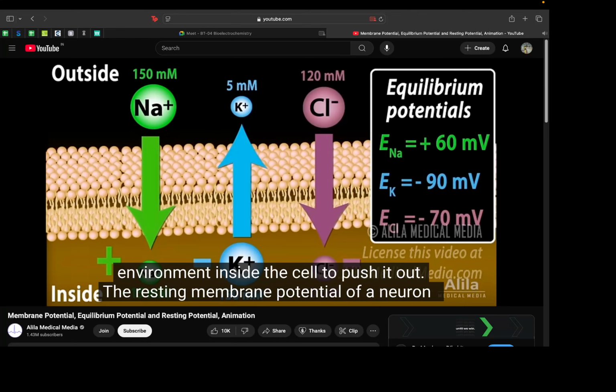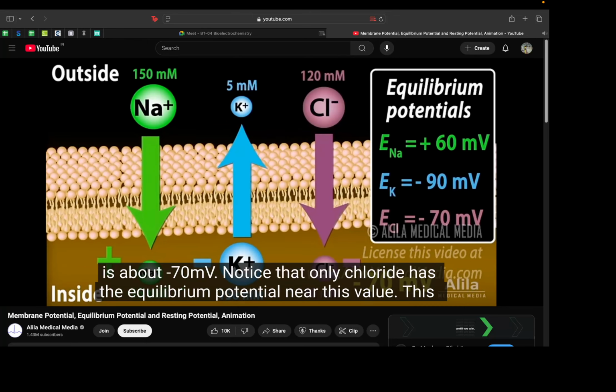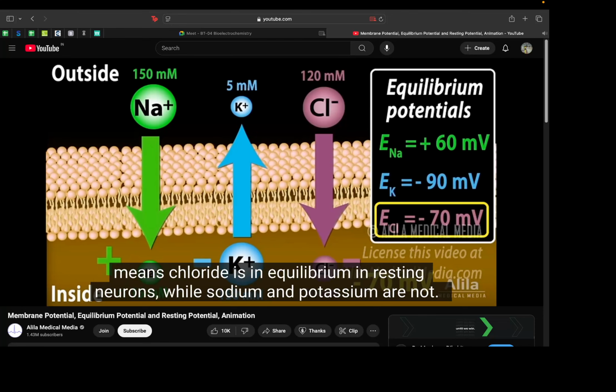The resting membrane potential of a neuron is about negative 70 millivolts. Notice that only chloride has the equilibrium potential near this value. This means chloride is in equilibrium in resting neurons, while sodium and potassium are not.